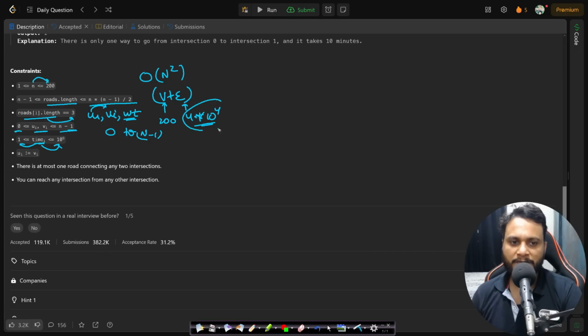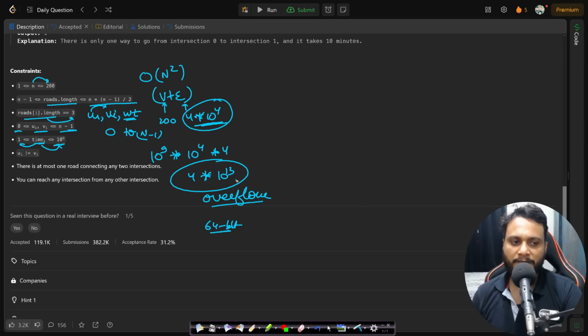You can imagine that you have 10 to the power 4 approximate edges maximum, and if you add 10 to the power 9, 10 to the power 4 times, that means 4 times 10 to the power of 13. So this will give you overflow when you check it for a 32-bit integer, right? So you have to use a 64-bit integer in this case, and that is why we will be taking all the long integers in our implementation, right? So you always go for 64-bit in this case.